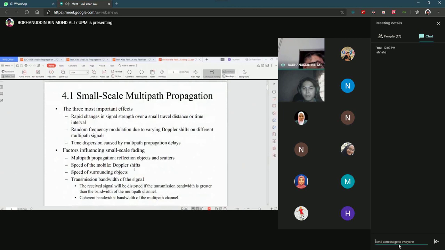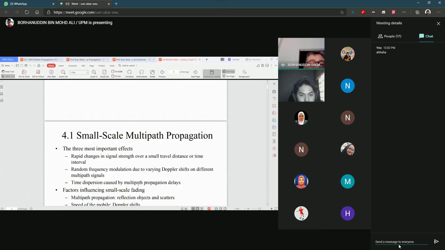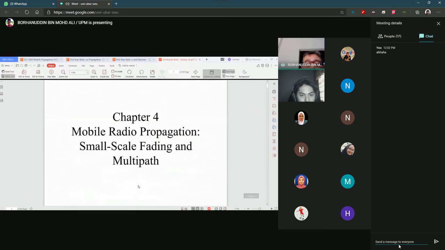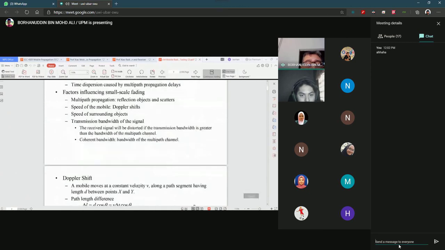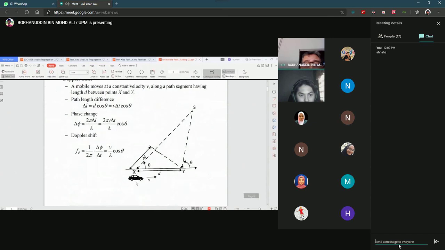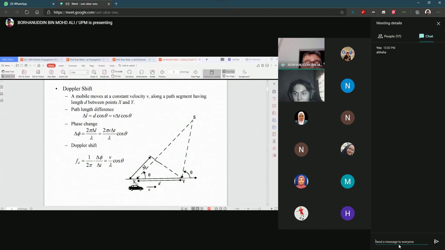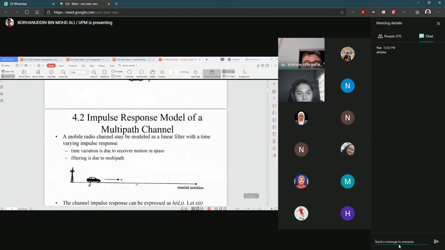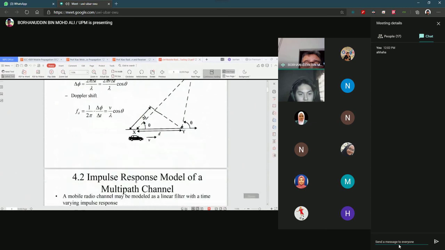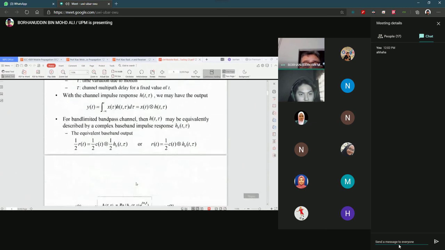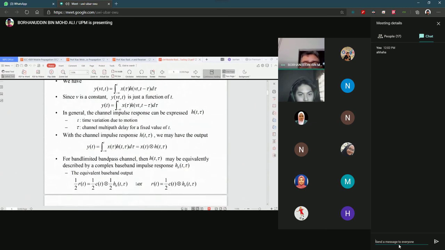This is an extract from this book by Rappaport. Somebody extracted it and put it in this manner. I'd like to give you this one as your reference. Yeah, you can go back, or you're already back. Many of the points that we discussed just now are covered here. So the details are here. Doppler shift, for example. Some of the mathematics might make you cringe a bit.